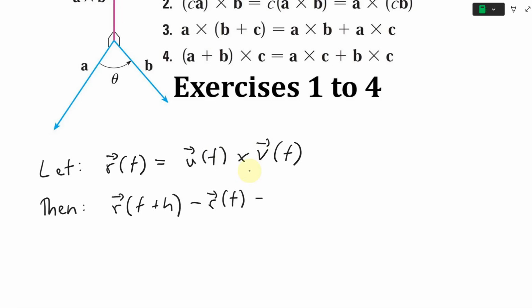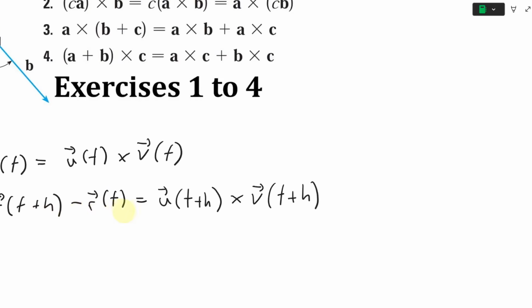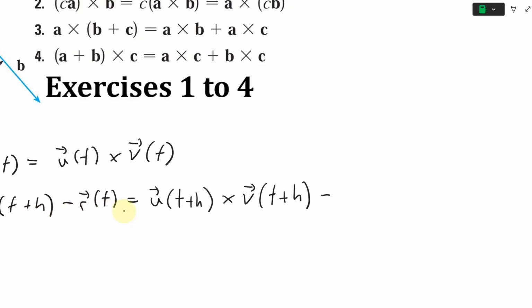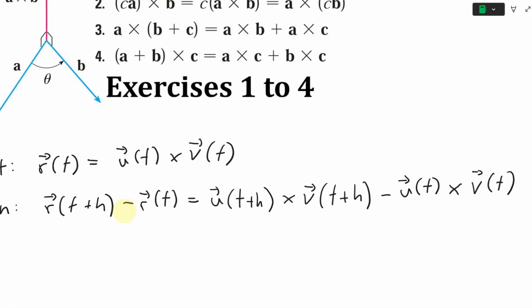So now we just expand it out. We plug it inside the u and the v, so this equals u of t plus h cross v of t plus h, and then minus the same exact setup but with t: u of t cross v of t. Like that, there's a cross product.